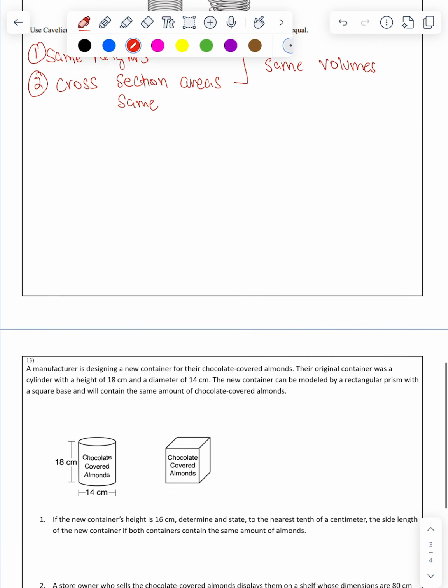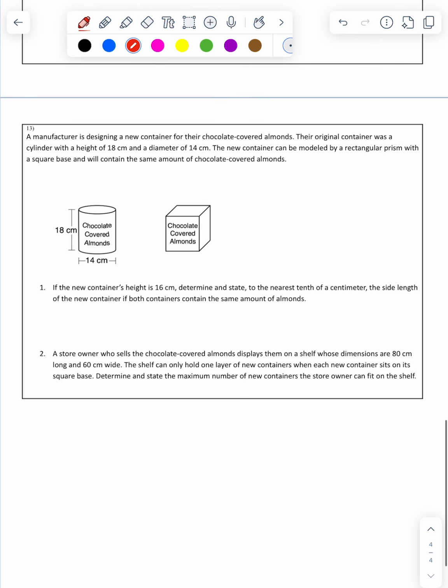Finally, the last question. For this last question, the wording was really confusing, but this was a real Regents question, a long response one. Both of the boxes contain the same amount of chocolate covered almonds. So that means they have the same volumes.